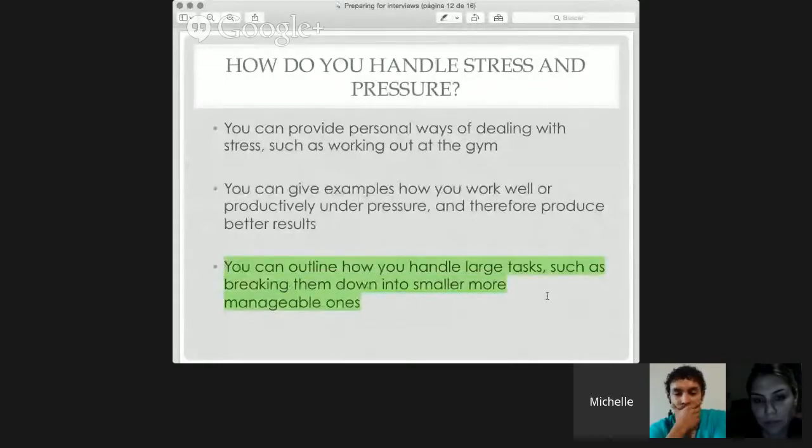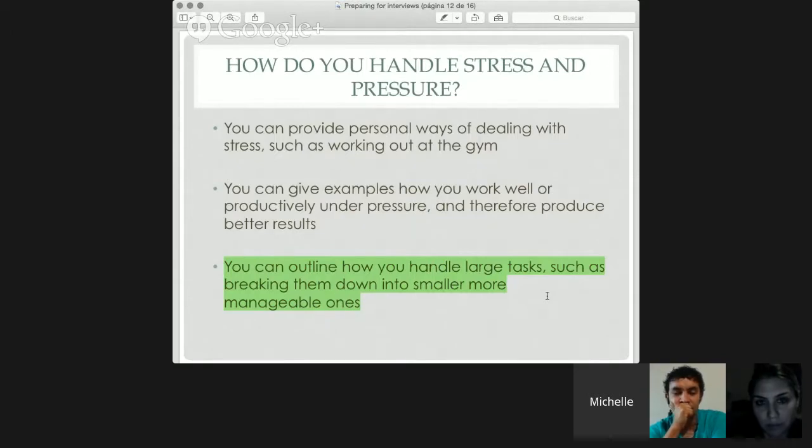So outline how you handle large tasks. Instead of lying and saying stress and pressure make me work well, you can say, well, I don't work that well under pressure, but when I have big tasks, my approach is this, and talk about how you approach things and how you make them easier for you to handle.